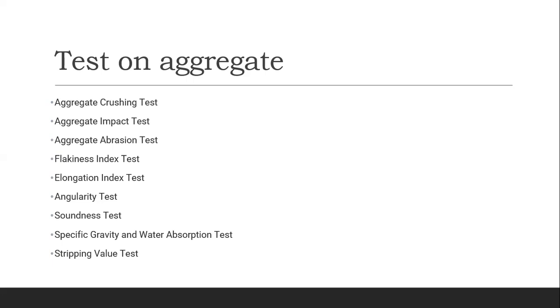Finally, the stripping value test of aggregate is also used. Basically, this stripping test is used to check whether these aggregates can be used for road construction purposes or not. Initially, a layer of tar or bitumen is applied on the aggregate surface, and it is boiled and dried. Again, it is boiled, it is dried. So continuous boiling, wetting and drying take place. During that time, we have to estimate how much bitumen is peeling. Based on that, the stripping value of the aggregate will be found. Okay, thank you.